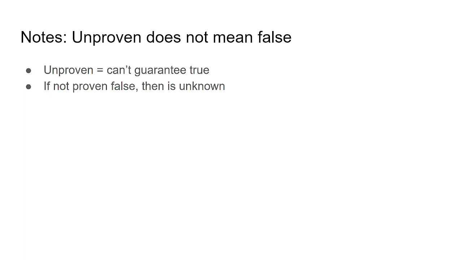But just because you haven't proven something to be true doesn't mean that it's necessarily even not likely to be true. It's just not guaranteed. It's just not 100%. It could still be 99.9% likely. It's just not 100.